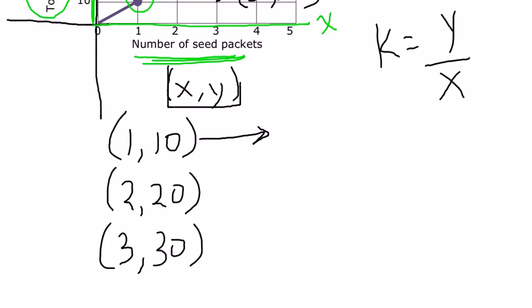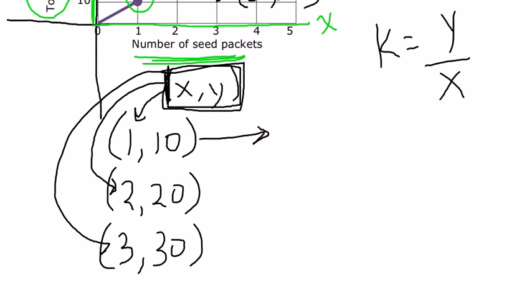Remember, y over x: if we have an ordered pair, our x number is first. So this is my x, this guy over here is my x, this 3 is my x. My y values are all second. So the y number is in our numerator, x is in our denominator. 10 over 1, or 10 divided by 1, is 10.